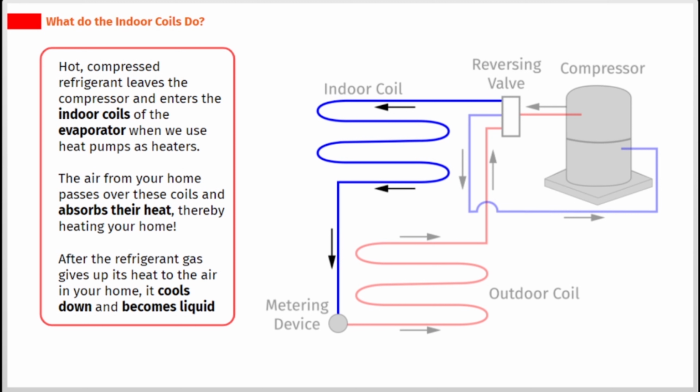Hot, compressed refrigerant leaves the compressor and enters the indoor coils of the evaporator when we use heat pumps as heaters. The air from your home passes over these coils and absorbs their heat, thereby heating your home. After the refrigerant gas gives up its heat to the air in your home, it cools down and becomes liquid.